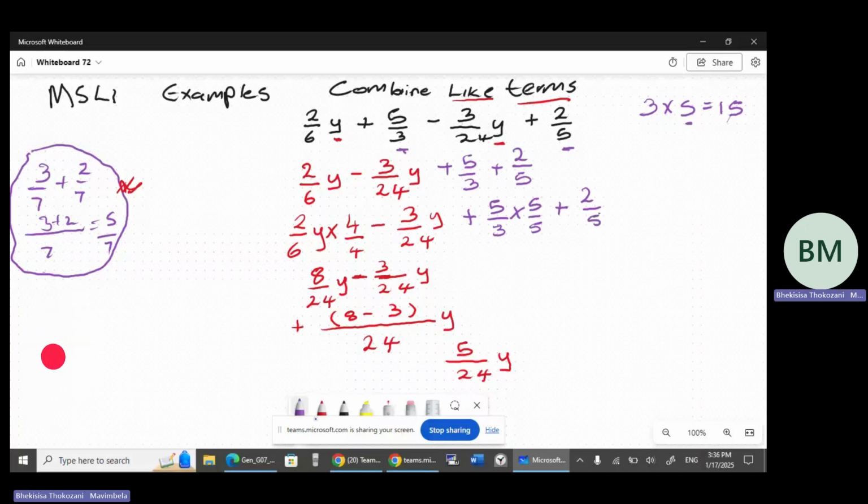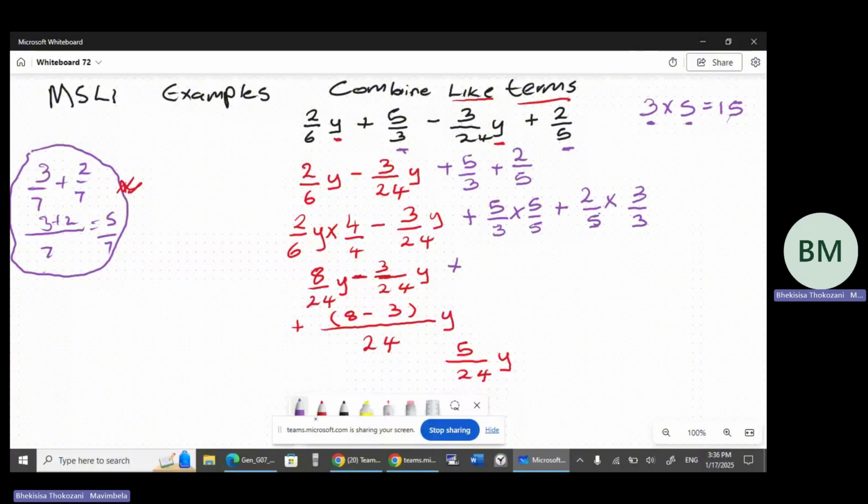Same question. What must I multiply this 5 with to make it 15? Oh, yes, I can multiply it with 3, because I've already done it there on top. And I know that if I multiply this 5 with 3, I will get 15. So I'm going to multiply this by 3 over 3. I'm bringing my plus sign down.